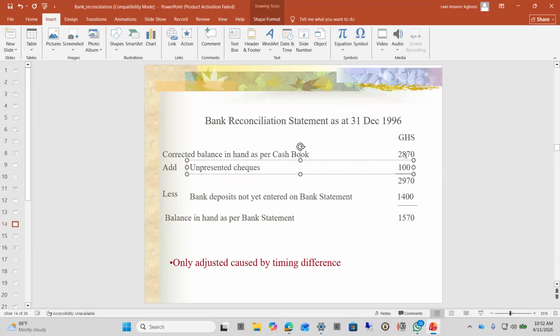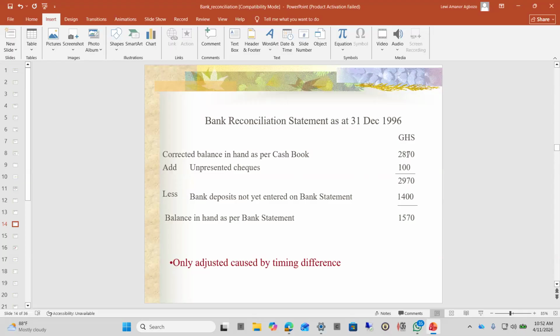Okay. This is our adjusted cash book balance. Is that correct? Yes, sir. Then we saw that we had already issued 100 to somebody, but the person didn't go for it. So we just added back to it.